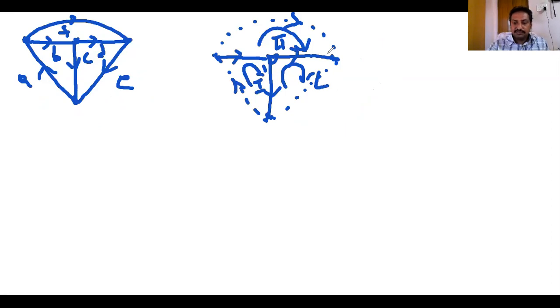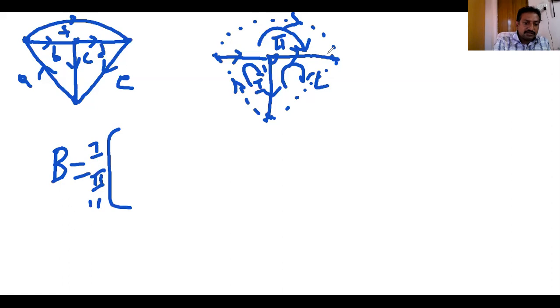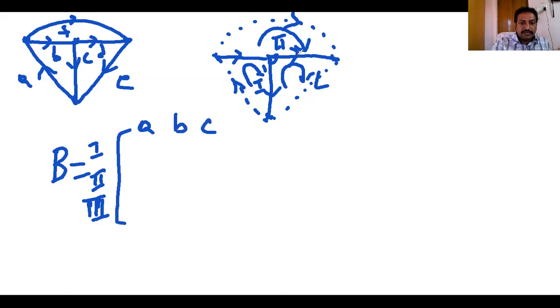Already you know how to write the values. This value matrix is called the tieset matrix, or nothing but B. So we know how to write this B. Here you go through the first loop, second loop, and third loop, against the branches A, B, C, D, E, F.